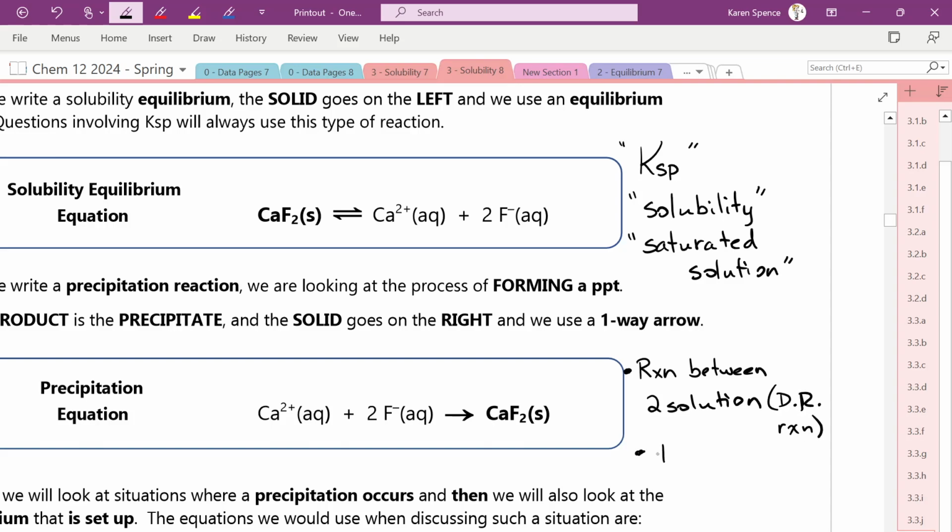Or when you're doing a titration. Or when you see the word precipitate. So those are the key things you're looking for when you're looking for a precipitation equation.